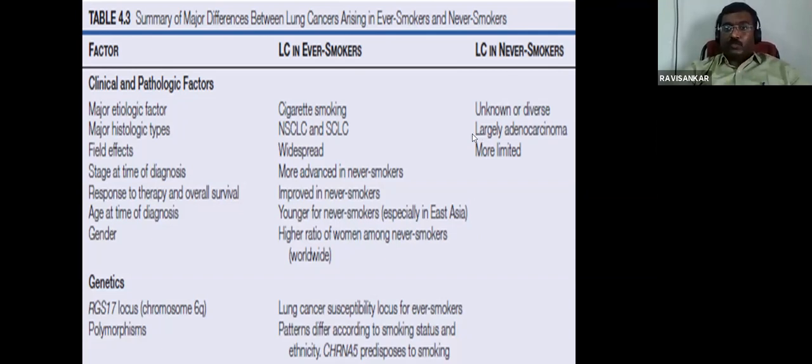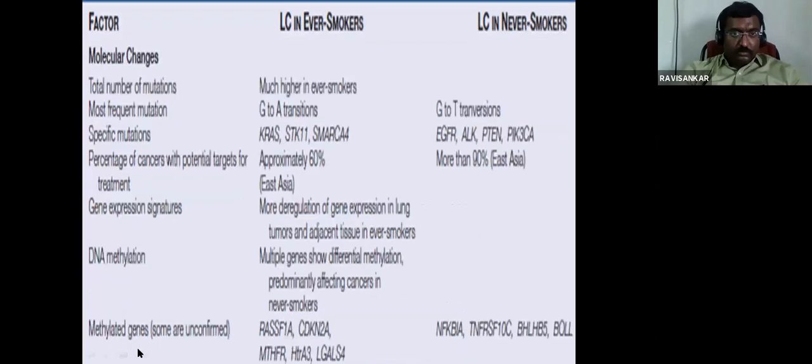So lung cancer in never smokers, remember, is largely adenocarcinoma. And G to T transversions are more common in lung cancer in never smokers. You don't have to remember everything about this, but remember that.